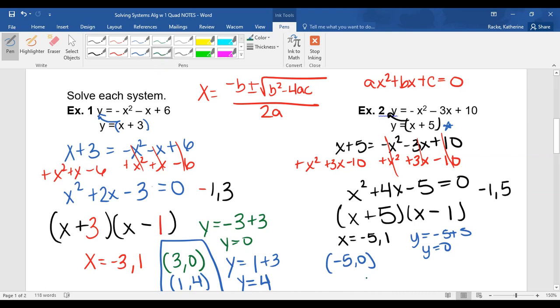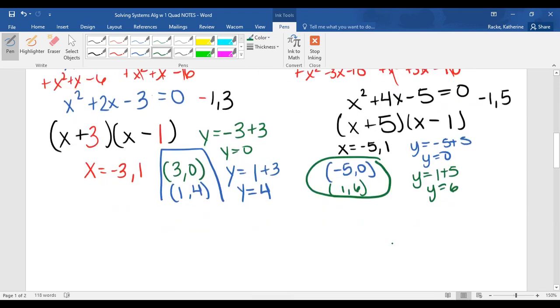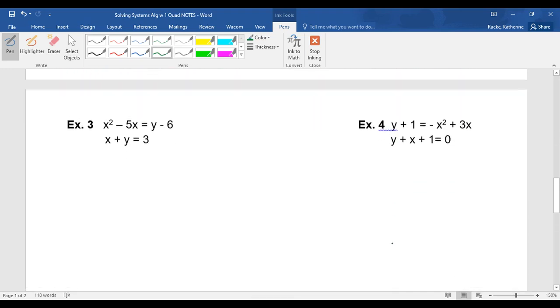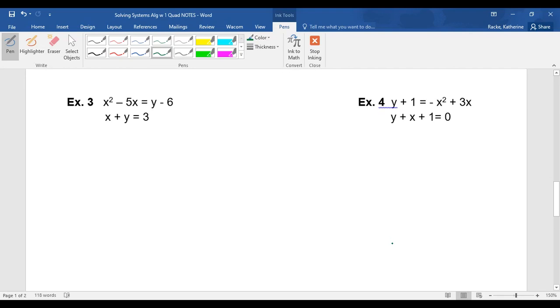Now plugging in my other x value into the same equation, y equals 1 plus 5. So y equals 6. So my other point is (1, 6). There are your two answers for example 2. All right, looking at example 3.